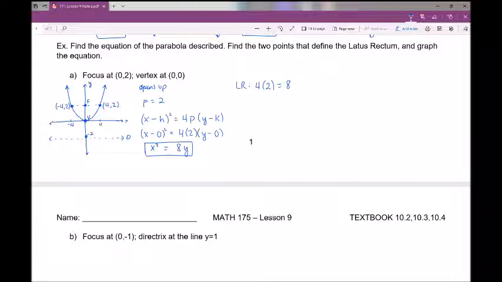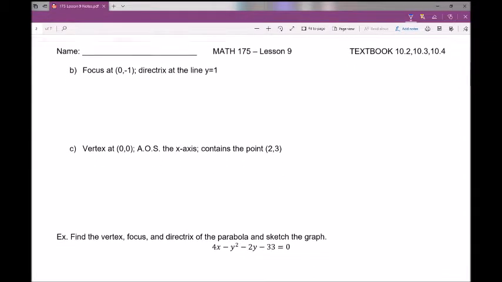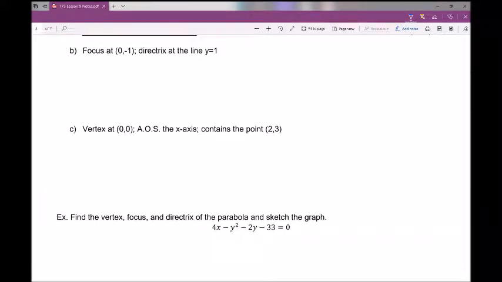Okay, let's look at another example. This time we're being given the focus and the directrix. We're not given the vertex, so we need to find all of that. Again, let's start with a picture and put in what we're given.